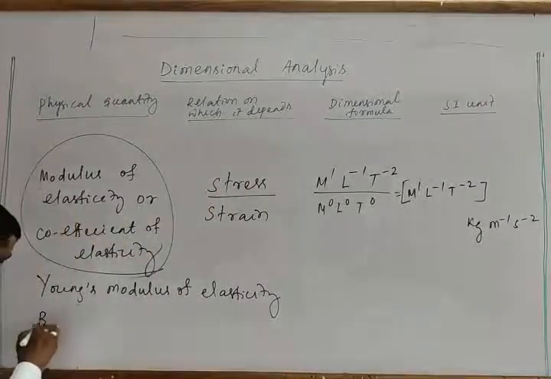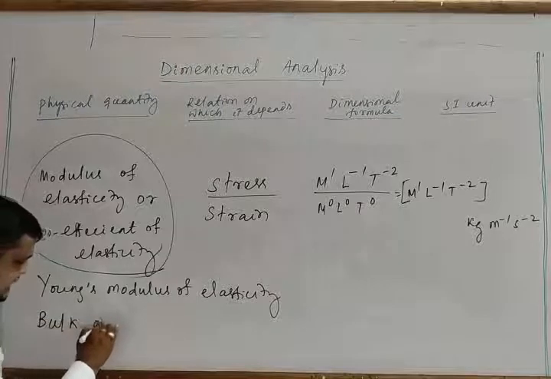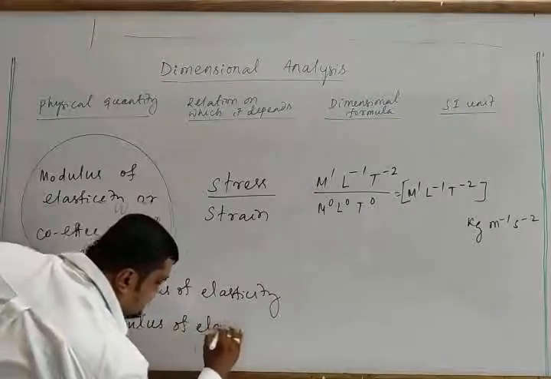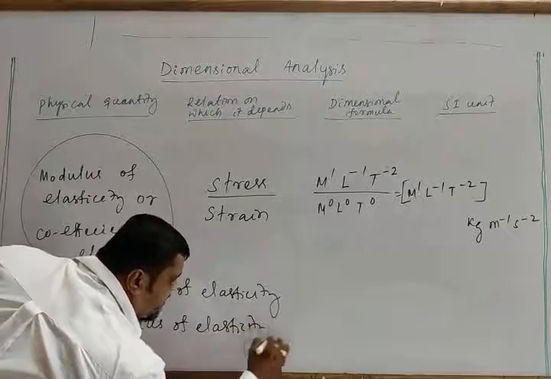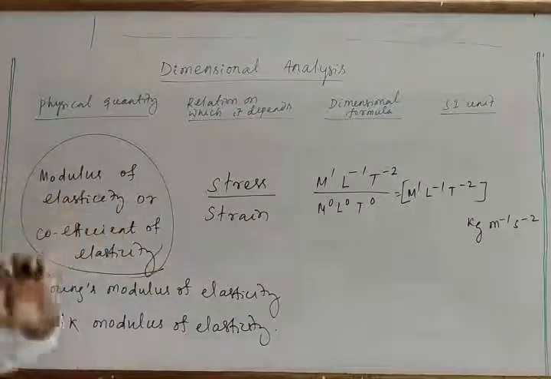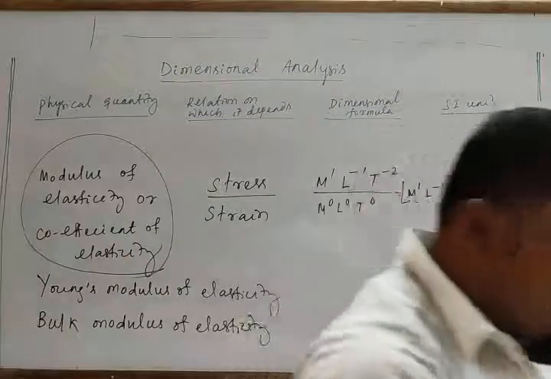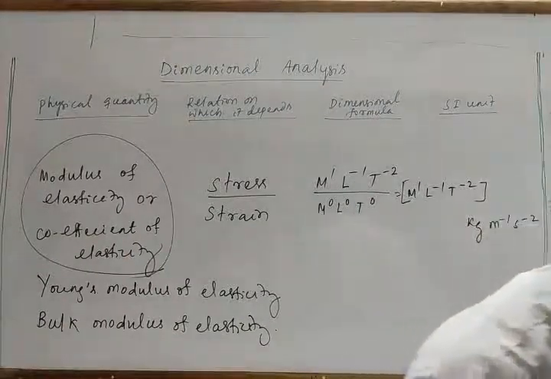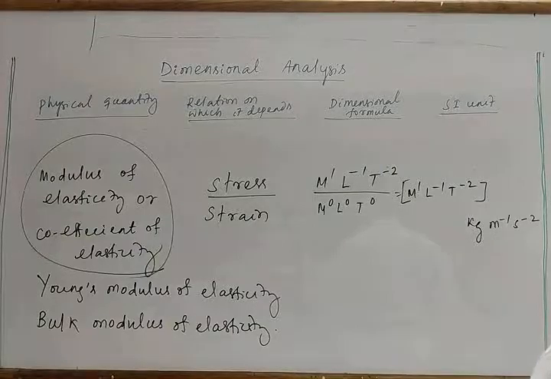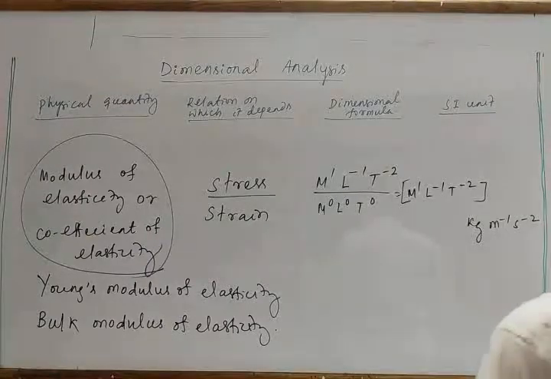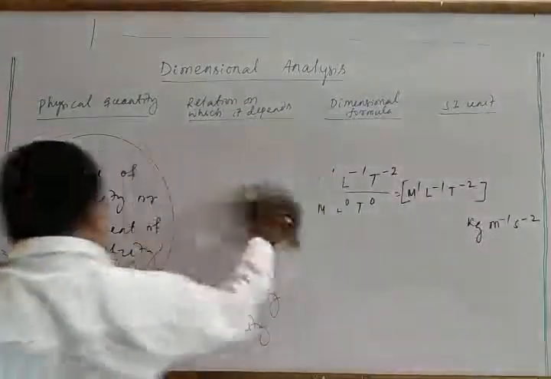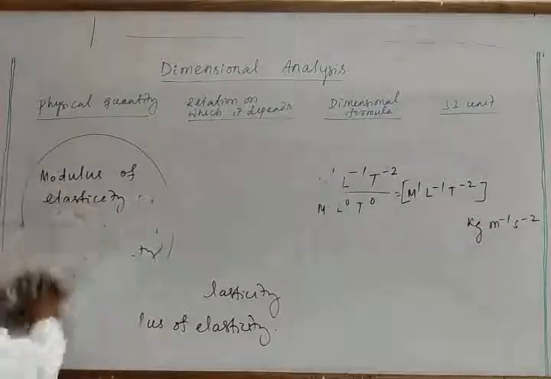Then another one is the work modulus of elasticity. It is also the same dimension. Okay. So these are the dimensions of the different physical quantities. Next we will go for another physical quantity, the surface tension.